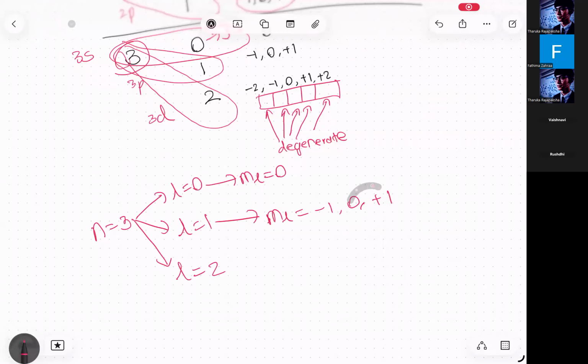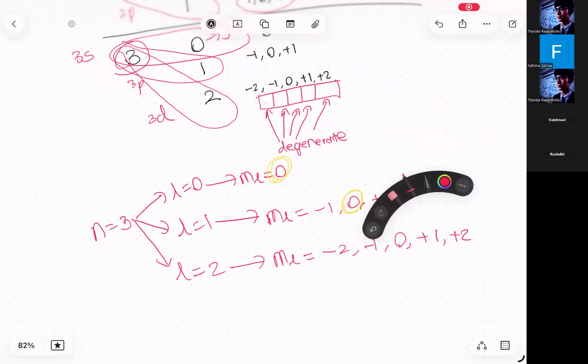However, we have to look at this 0 only. This one only we have to focus. So m sub l can be 0 when l equals 1, as well as when l equals 2. You can see here there is 0, and you can see there is 0 here.